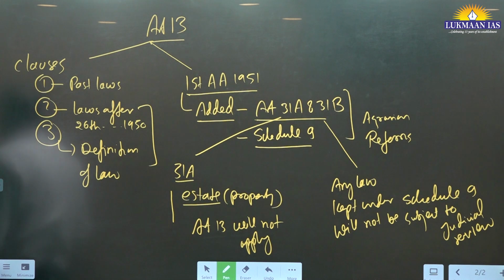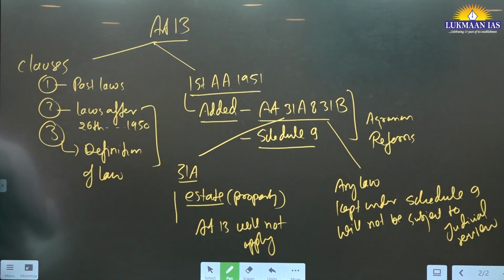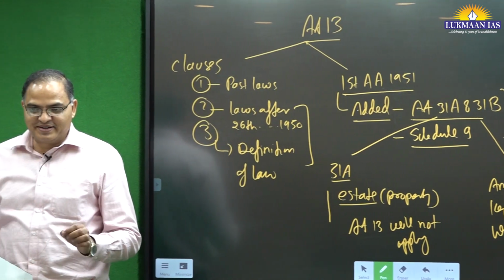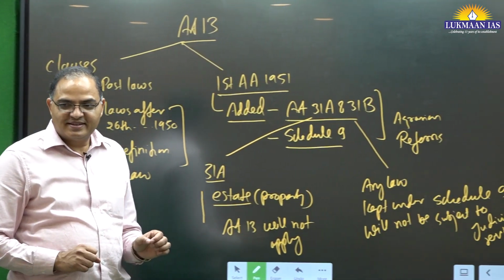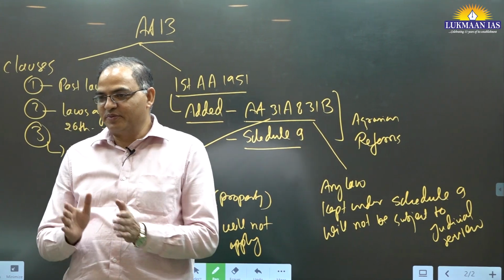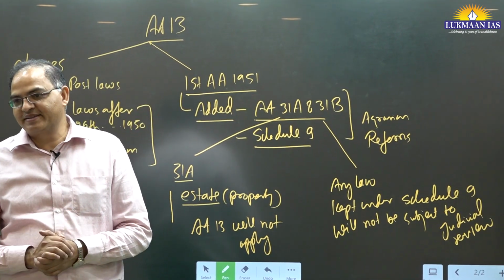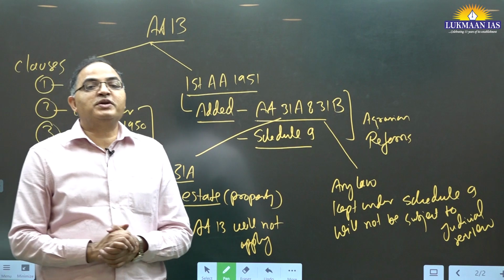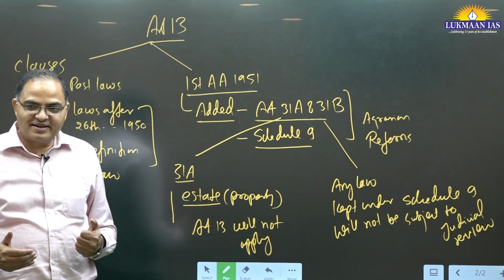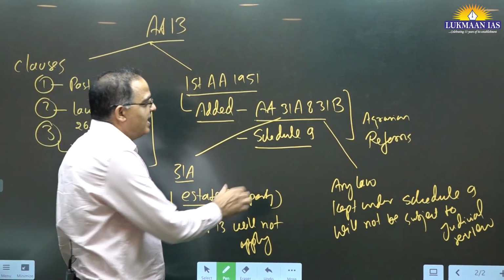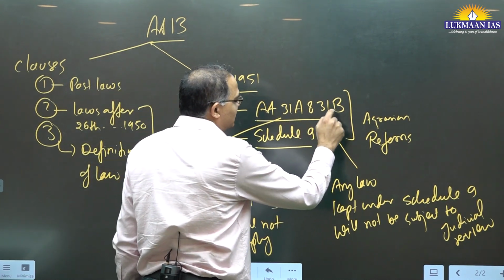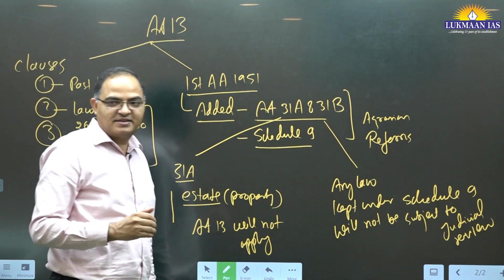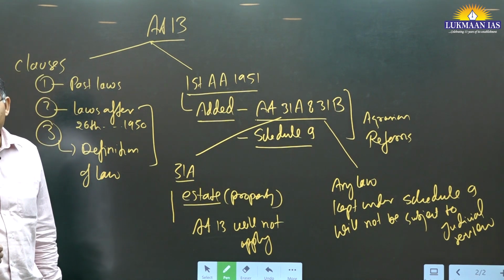It means the amendment was first considered as obstructing and affecting fundamental rights. And it was also an amendment in fundamental rights. Schedule 9 was not an amendment in fundamental rights, but 31A and 31B that you have added are an amendment in fundamental rights.